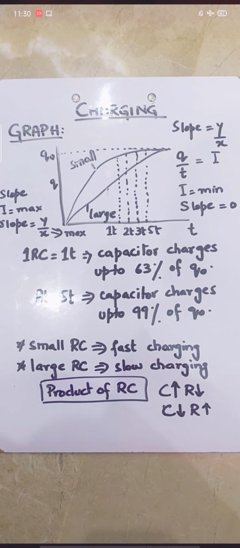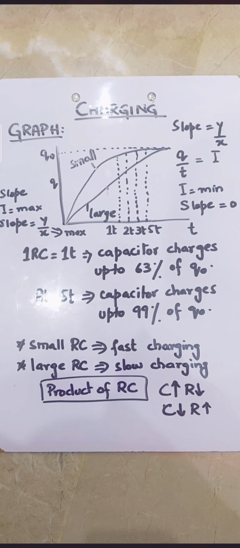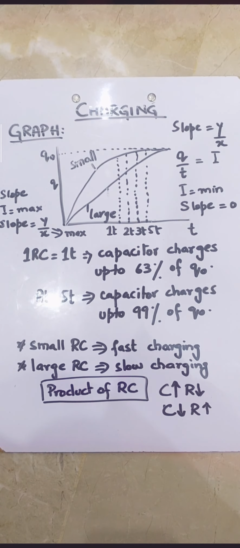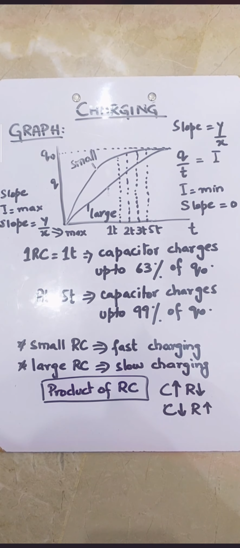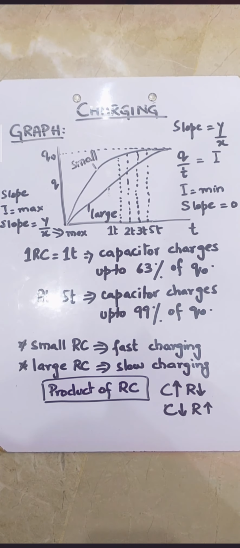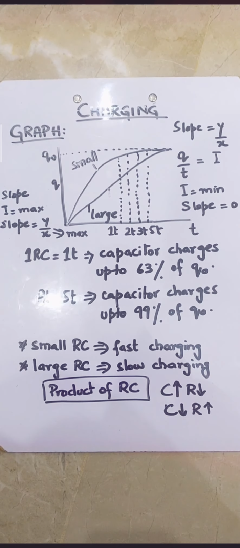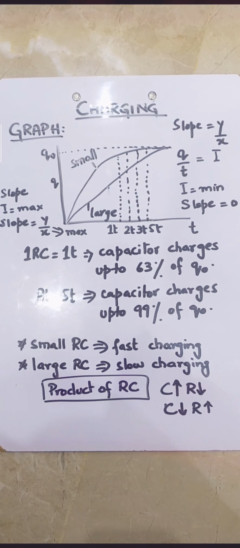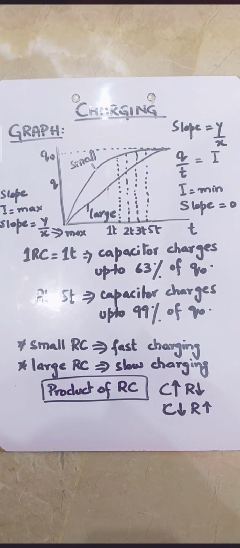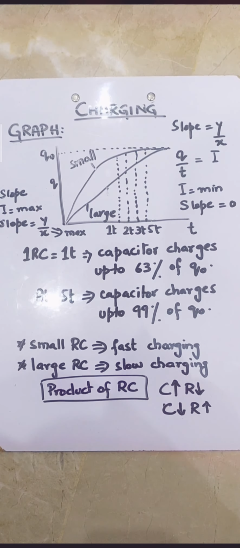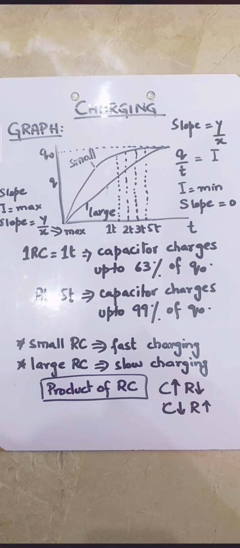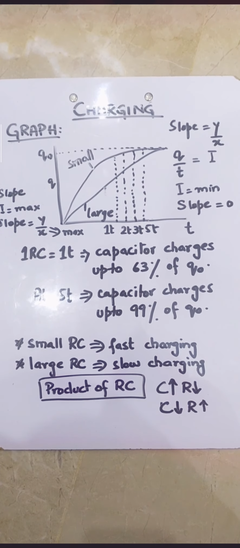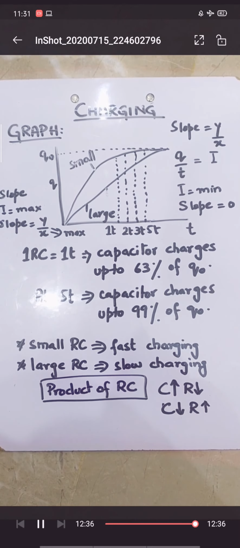So that means small RC shows that the capacitor will charge fast, and the large RC will exhibit that the capacitor will slowly charge, right? And RC means the product of RC. So how can we get a good combination? For that we can increase the capacitance and decrease the value of R, or the value of capacitance could be decreased and the value of R could be increased. So it all depends on what the product of RC is, which combines to form the time constant, right? So that's all. Thank you.